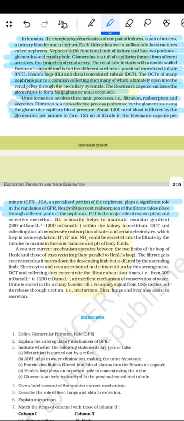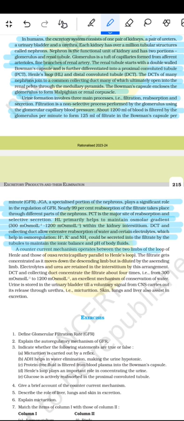PCT is the major site of reabsorption and selective secretion. Henle's loop primarily helps to maintain the osmotic gradient, 300 milliosmoles to 1200 milliosmoles per liter, within the kidney interstitium. DCT and the collecting duct allow the extensive reabsorption of water and electrolytes, which help in osmoregulation. H plus, K plus, and NH3 could be secreted into the filtrate by the tubules to maintain the ionic balance and the pH of the body fluids.